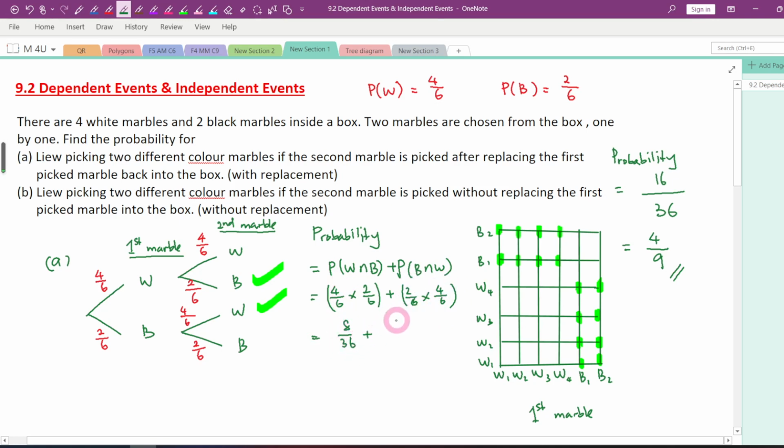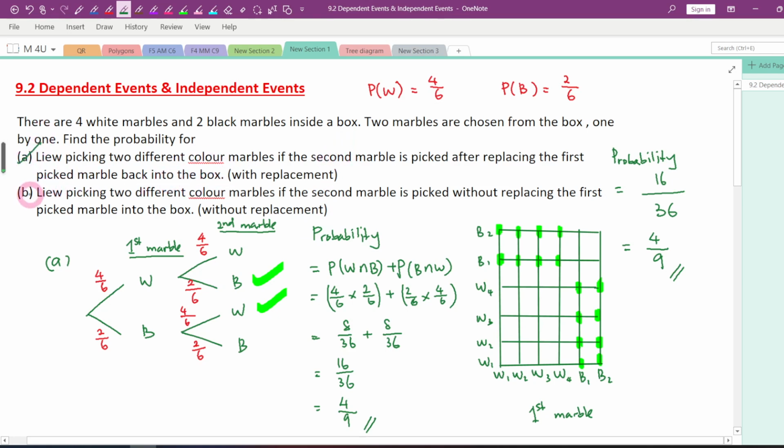So 2 times 4, you get 8, 6 times 6, 36. 16 over 36. So if you simplify it and divide by 4, you get exactly the same answer. This is another way that we can use to solve this type of question. So personally, I would suggest you use this instead of the tree diagram, because for the tree you need to draw a lot of lines. It takes time. So this will be faster. So this is with replacement for the first situation.